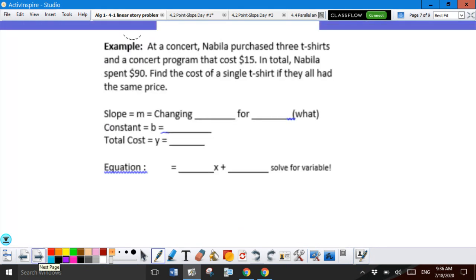All right, let's see what you can do with this one. So hit pause and see if you can figure out what my slope is, what my constant is, if I'm given a total cost, and then what your equation is.